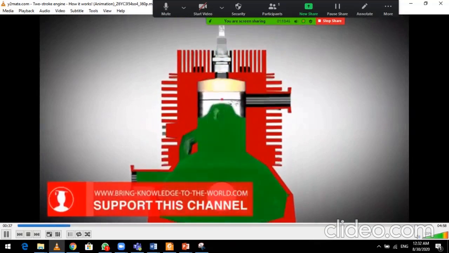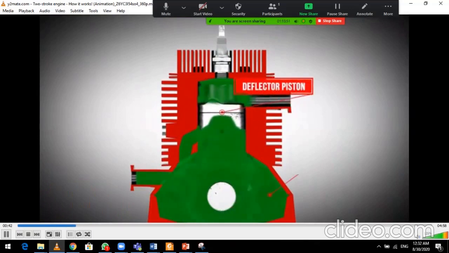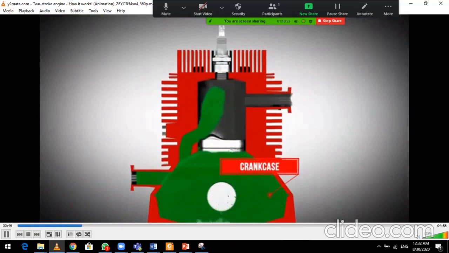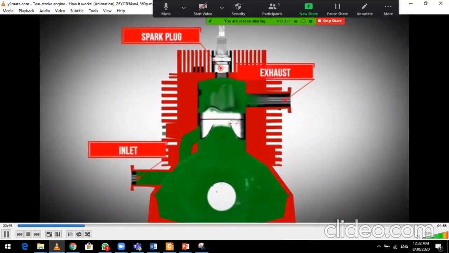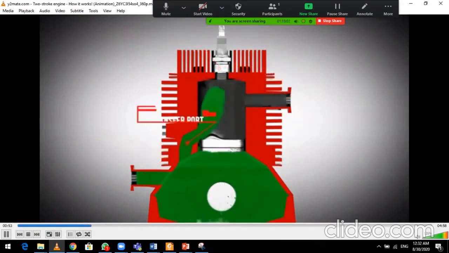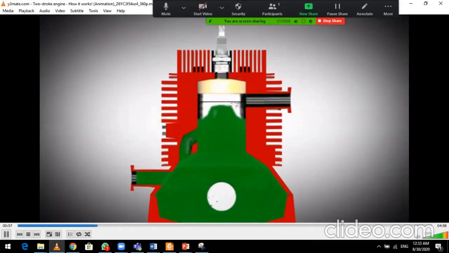The construction is similar to 4-stroke engines. The 2-stroke engine has one piston. The crankcase is used for the gas exchange. There are also a spark plug as well as intake and exhaust ports. A crucial difference is the presence of the transfer port. Let's take a closer look at the individual strokes.